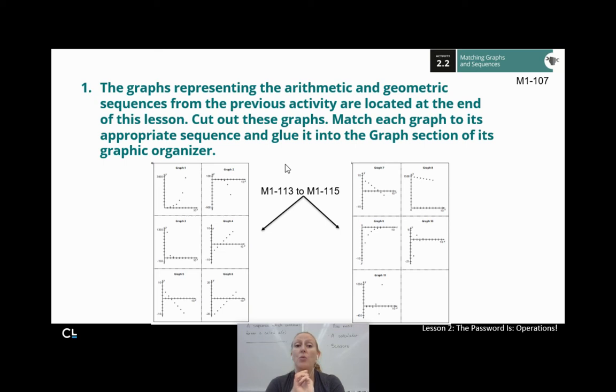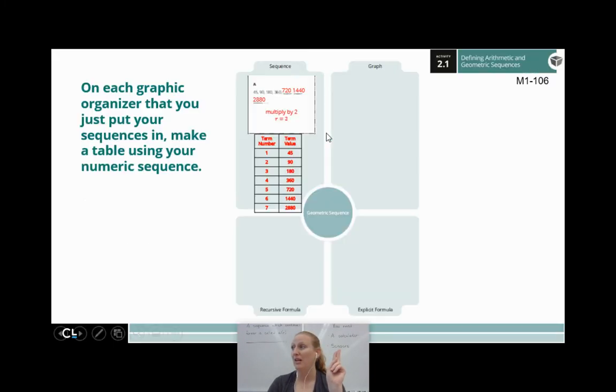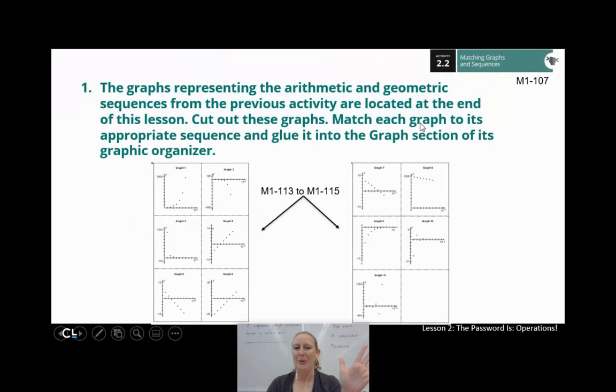Second, I want you to match each graph to its appropriate sequence and glue it into the graph section of the graphic organizer. Remember over here, there's a graph section. So I want you to figure out which graphs go with which sequences and glue them right next to them, okay? I find that using the table really helps me to match up my graphs. So I would recommend using those tables that you made earlier to help you match up your graphs. It'll just make things better and easier.